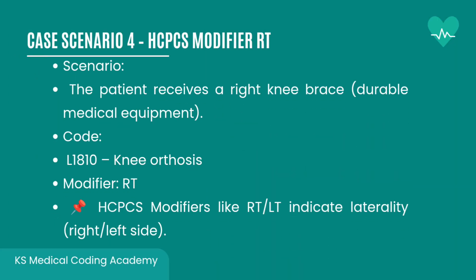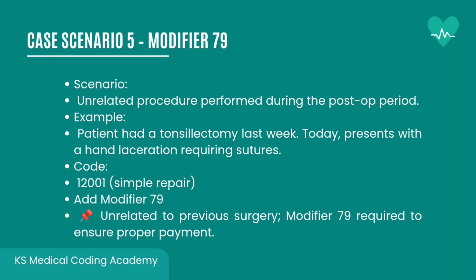Case Scenario 4: HCPCS Modifier RT. In this scenario, the patient is provided with a right knee brace, which is a form of durable medical equipment, or DME. The appropriate code for a knee orthosis is L1810. Since the brace is for the right knee, we append the HCPCS modifier RT to indicate laterality. HCPCS modifiers like RT for right and LT for left are important for accurate claims processing and proper documentation of the side treated. So, the correct code here is L1810RT.